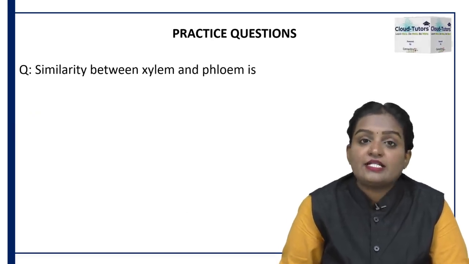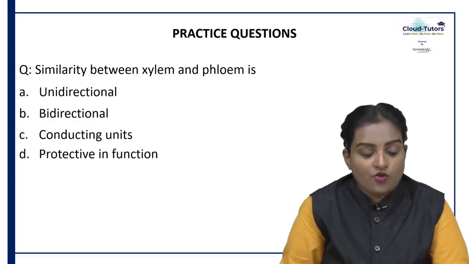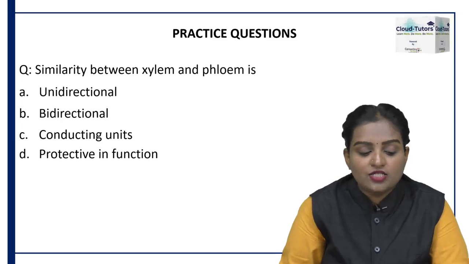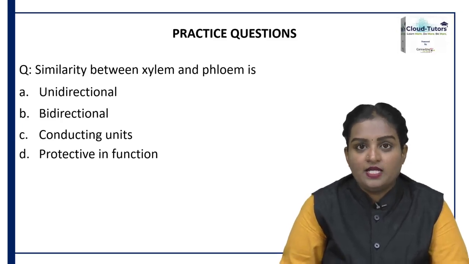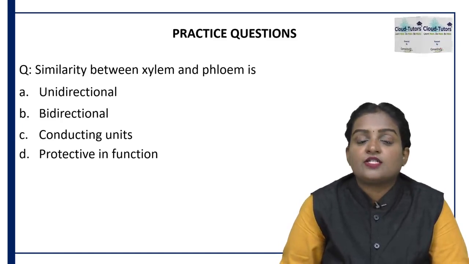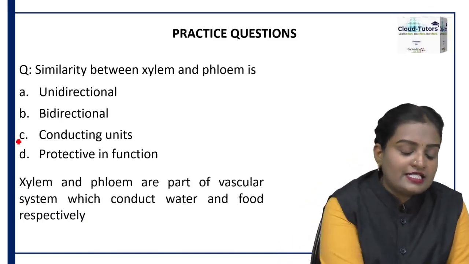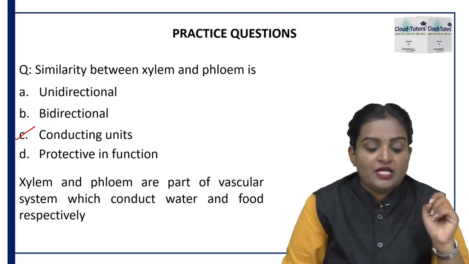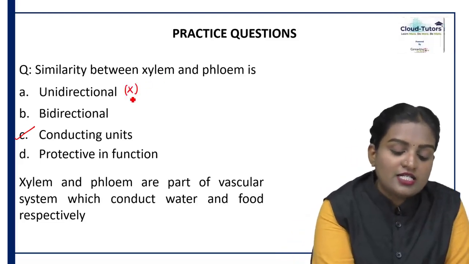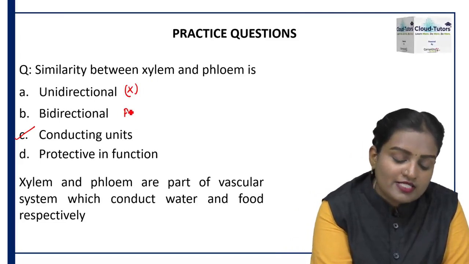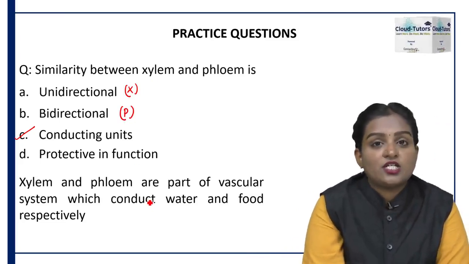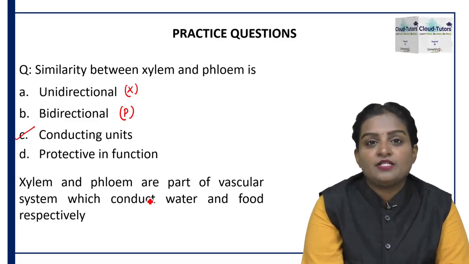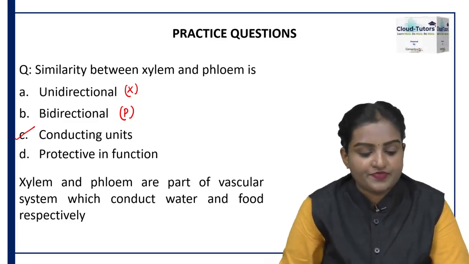Next, the similarity between xylem and phloem. Options are unidirectional, bidirectional, conducting units, protective in function. The similarity between these two is that both are considered as conducting units because one conducts water, the other conducts food. Xylem is the unidirectionally conducting tissue and phloem is bidirectional. Protection will be given mainly by the epidermis, and xylem helps in mechanical stiffness.